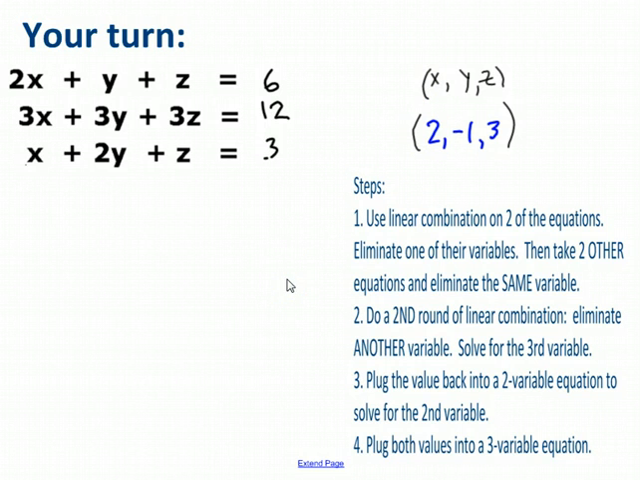But as I say, this is intended for people who are simply reviewing the topic, so I would expect that I didn't need to walk you through this one in order to show you how you should have arrived at 2, negative 1, 3. Now let's talk about some possible scenarios.